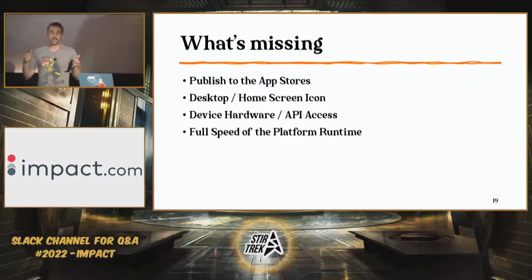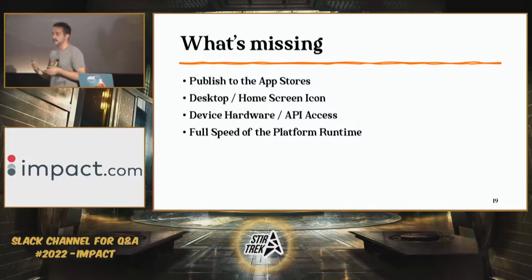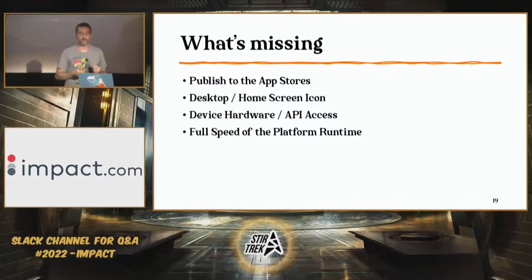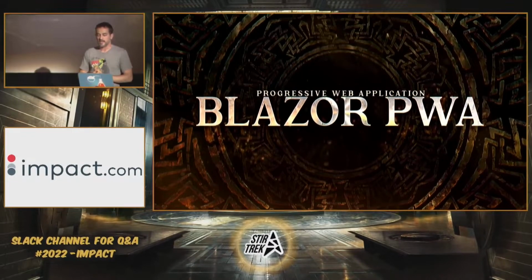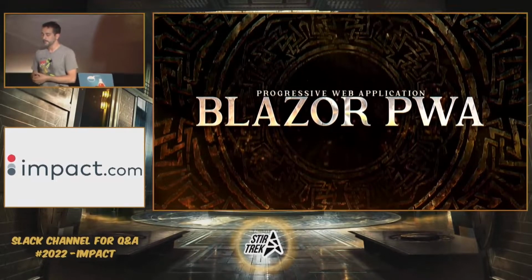We're also missing access to device hardware APIs. So if we want to use camera on the device, geolocation, things like that, we have access to it, but it's not the platform's APIs we're calling, it's the web browser's APIs. And then we have the interpreted mode that we're running in with Blazor WebAssembly, so we don't have the full runtime performance here. So let's talk about Blazor and a progressive web application and see if this solves some more of our problems.